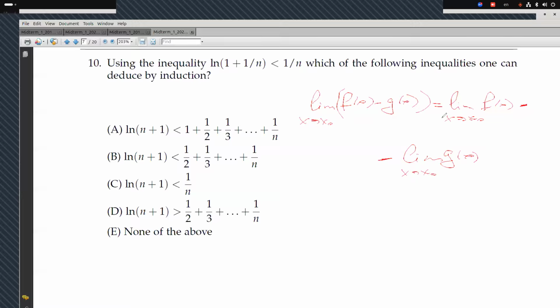Of course you can do this, but be careful. If at the end you get infinity here, it gives nothing. You should go back and revise your calculations. Or maybe the limit of f doesn't exist, or the limit of g doesn't exist.